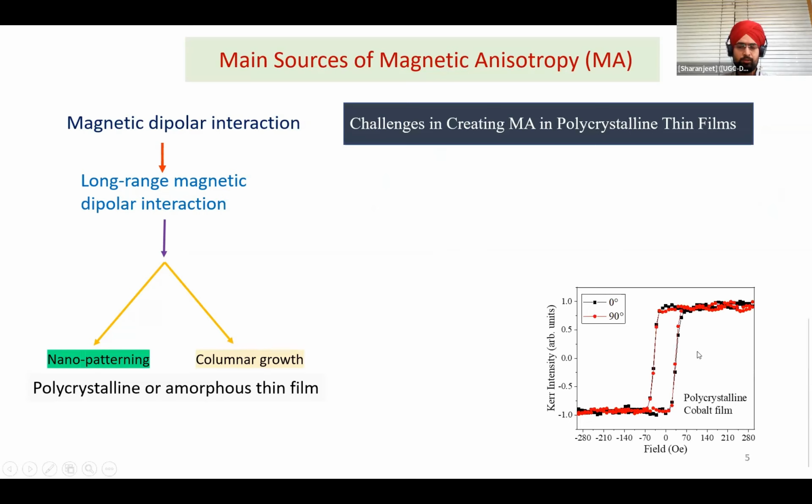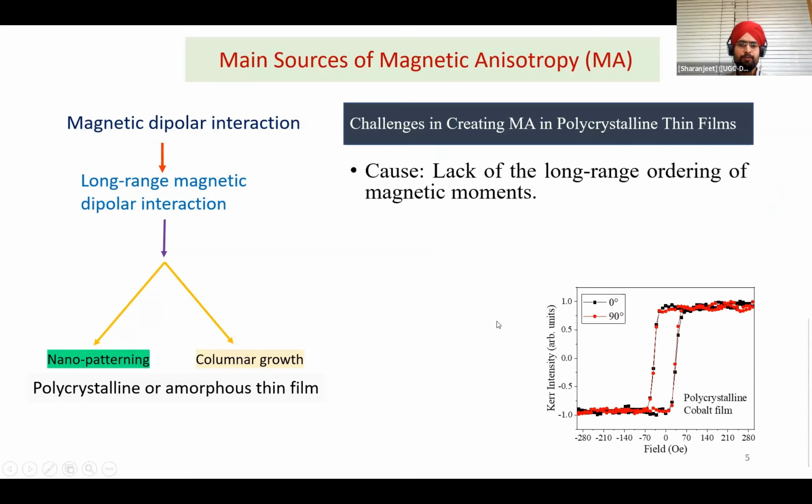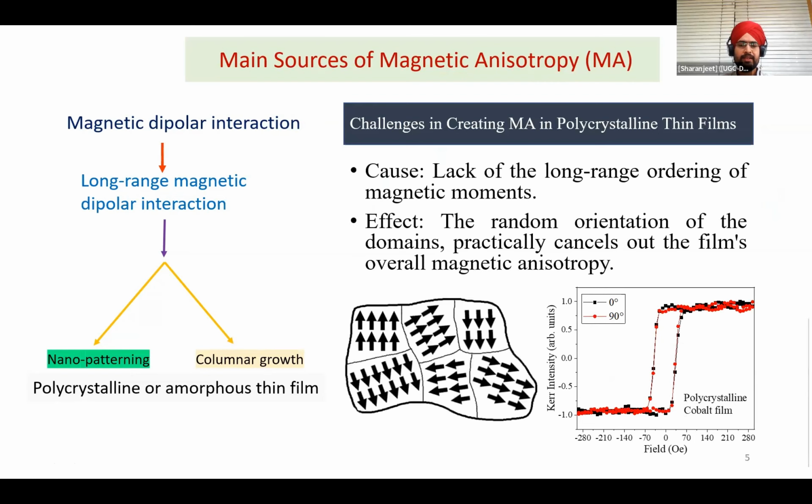Here is the MOKE loop of the polycrystalline cobalt film taken at two different azimuthal angles. And as we can see, the magnetic anisotropy is clearly missing. This is due to the lack of long range ordering of magnetic moments. Due to that, the domains are randomly oriented and practically cancel out the overall magnetic anisotropy. So here lies the real challenge: how can we create the magnetic anisotropy in polycrystalline films?